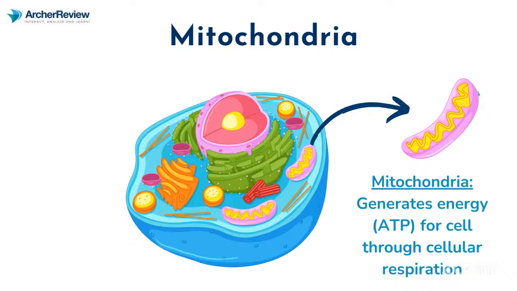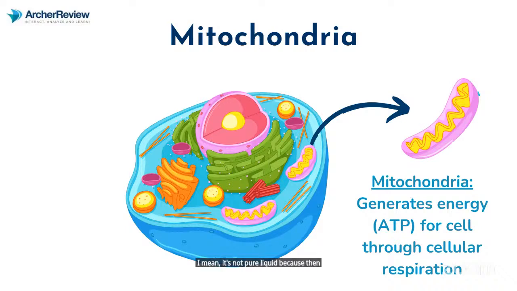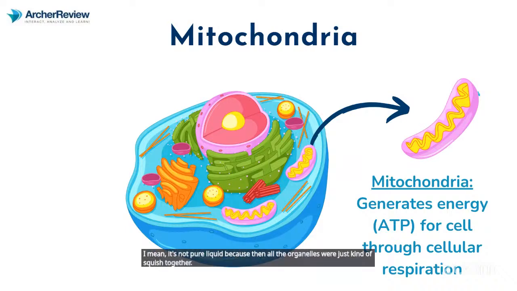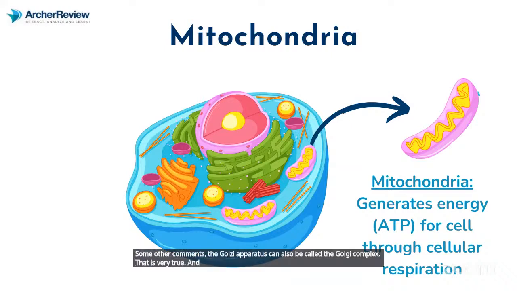Another question looks like we have out there is that cytoplasm is a jelly liquidy kind of substance? Yeah. I mean, it's not pure liquid because then all the organelles would just kind of squish together. But it's not a real hard jelly either. It's kind of like a melting jello, I would say, like a jello that hasn't fully set up yet. Some other comments, the Golgi apparatus can also be called the Golgi complex. That is very true. And Golgi is the only one you will see in a sentence that's capitalized because it's named after a person whose last name was Golgi who had discovered it.